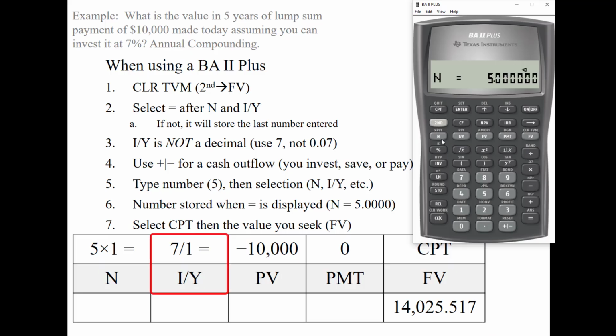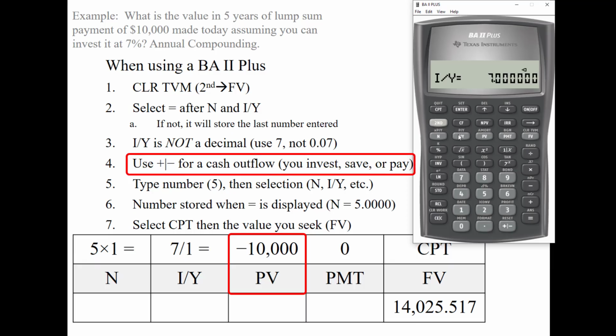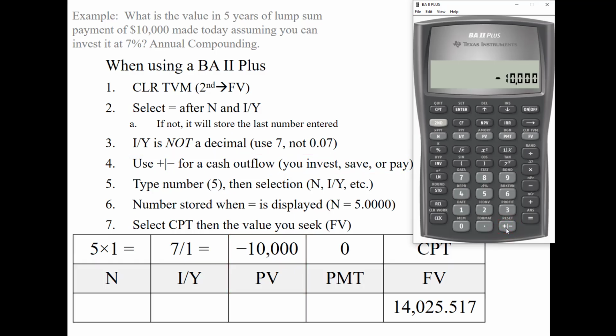The next will be our interest rate or our yield, and it's important to remember to use the whole number, not our decimal, whenever typing it in. So I'll type in 7 and then hit IY. The next is our present value, and we're going to assume today we make a payment of $10,000, and that's going to be a cash outflow, so that's why we use a negative amount. So I'm going to type in 10,000 and then hit the plus or minus sign. And then I'll hit PV.